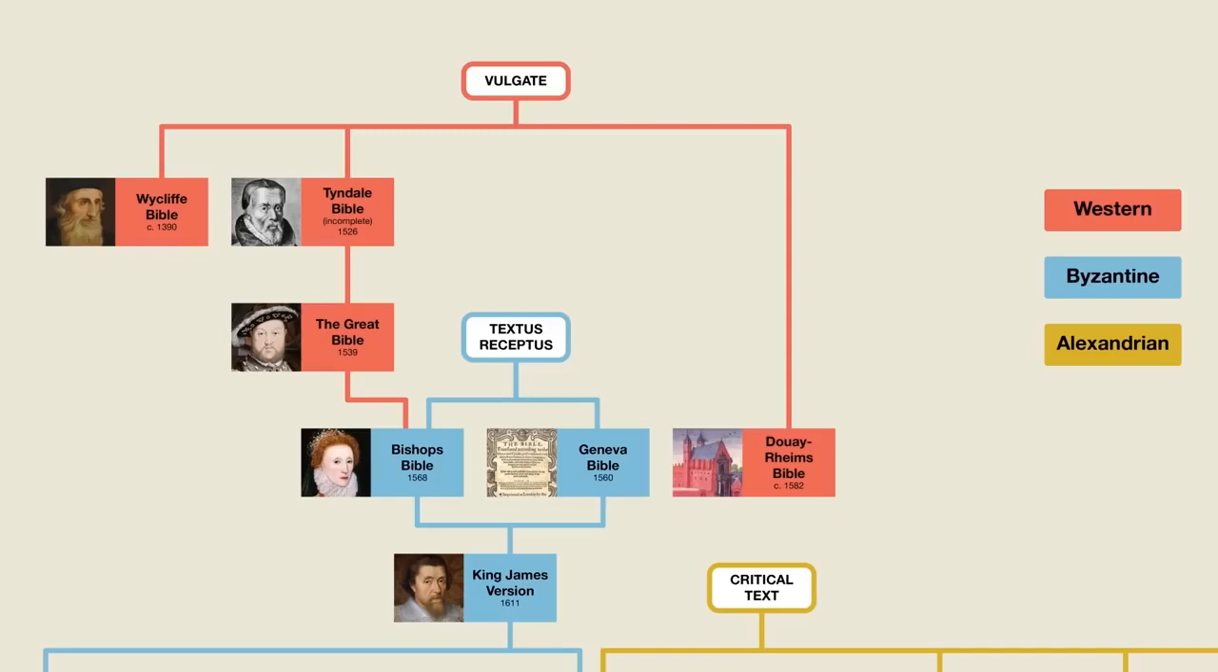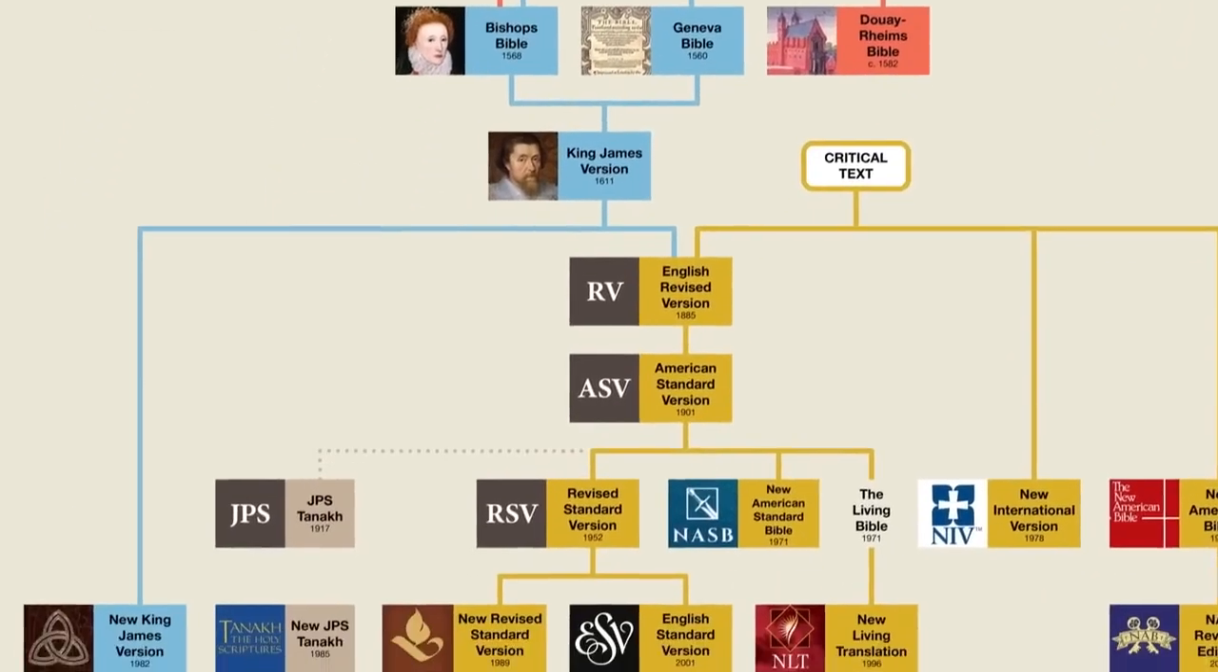Okay, now before I move on, I'll quickly point out another translation that was created around the same time as the King James, the Douay-Rheims Bible. The Douay-Rheims was produced by the Catholic Church at the time, and as such was based on the Vulgate. All right, let's now move on past the King James.